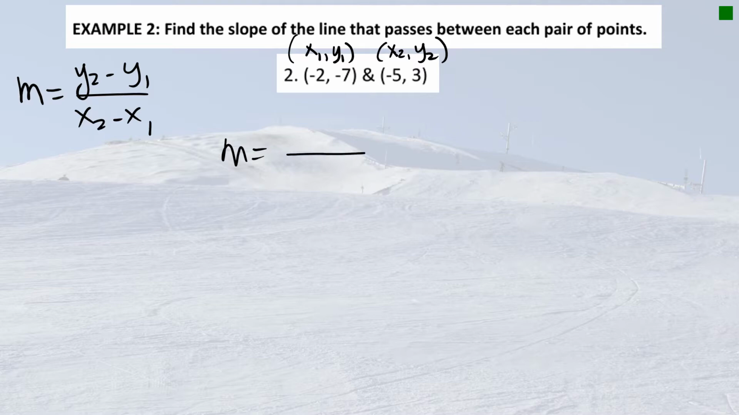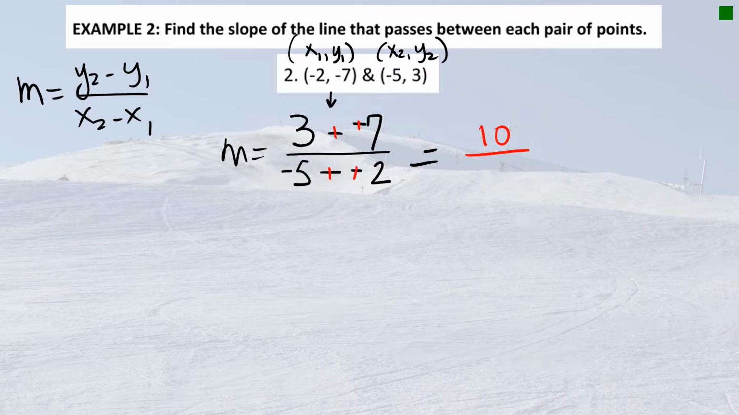And so for my formula, I have to subtract. So I need y2. So y2 is 3 minus y1, which is negative 7. Now don't be confused that you already have the subtraction sign there. You still have to put a negative 7 behind it, because that's what y1 is. Now I move to x2. x2 is negative 5 minus x1, which is negative 2. So now that I have this, I have to find my answer. So I change that to positive, and I get 10 over negative 3. So that's my final answer.